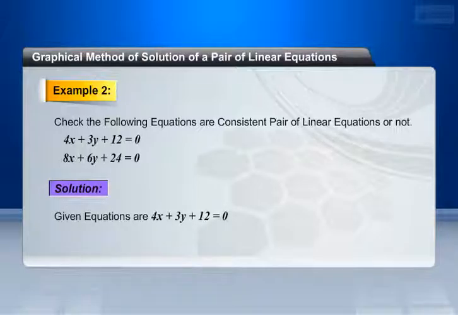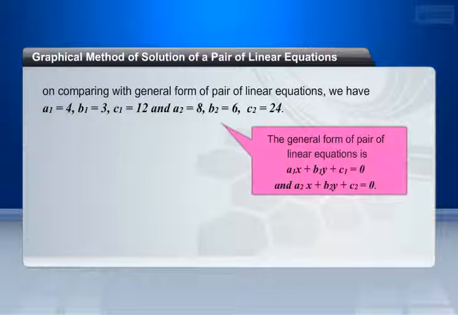Given equations are 4x + 3y + 12 = 0 and 8x + 6y + 24 = 0. We know that the general form of pair of linear equations is a1x + b1y + c1 = 0 and a2x + b2y + c2 = 0. On comparing the given equations with the general form of pair of linear equations, we have a1 = 4, b1 = 3, c1 = 12, and a2 = 8, b2 = 6, c2 = 24.